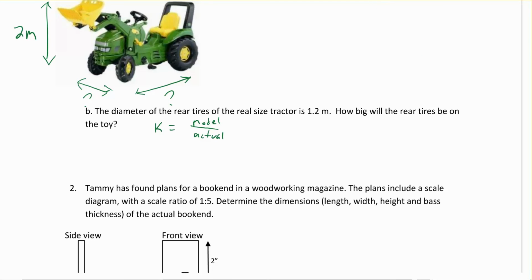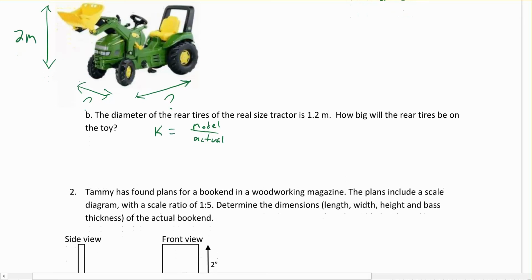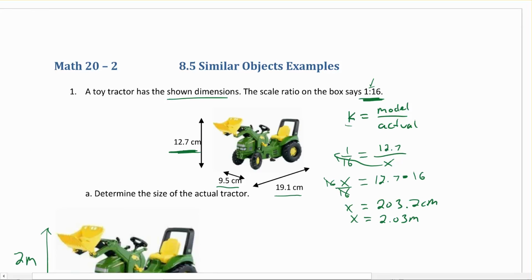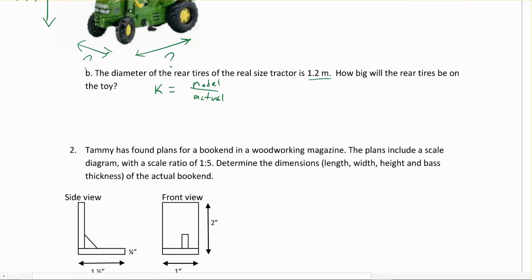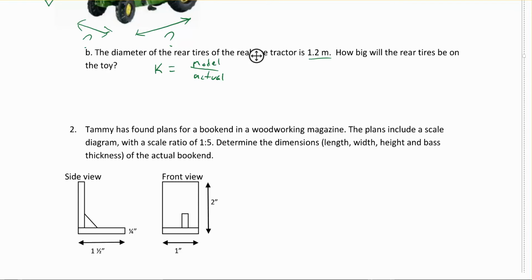For this one, we're going to do the same thing. I just wrote the formula down again. The diameter of the rear tires of the real size tractor is 1.2 meters. How big will the rear tires be on the toy? We just have to fill in what we know again. We know from the question that the scale factor is 1 to 16. So just fill in K with 1.